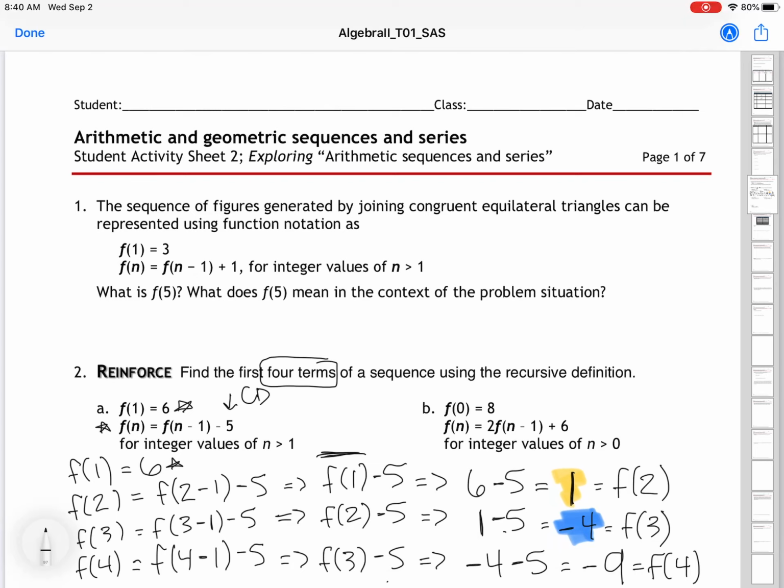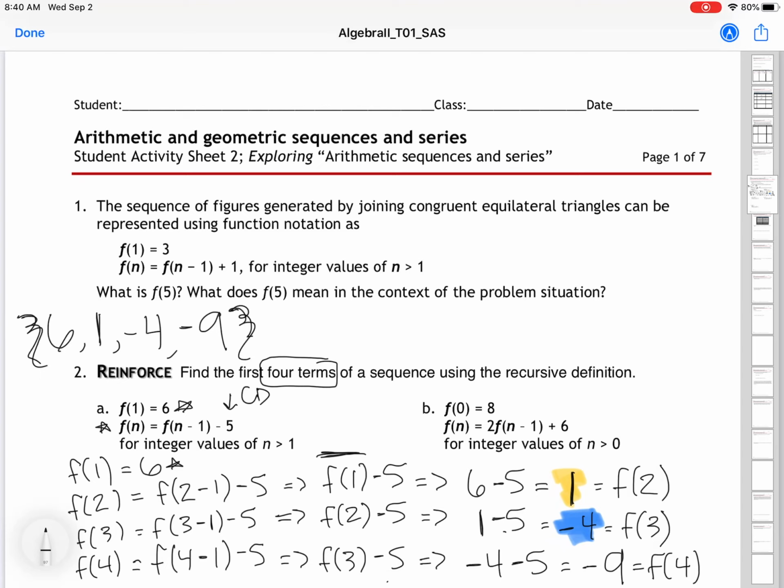So I'm going to have 4 answers, and I'm going to have to write them up here at the top because I'm out of room. Okay? So my 4 answers are a set, and that's one of your vocabulary words. Okay? So the first term was a 6. F of 2 was 1. F of 3 was -4. And F of 4 was -9. That's a squiggly, not a 3.